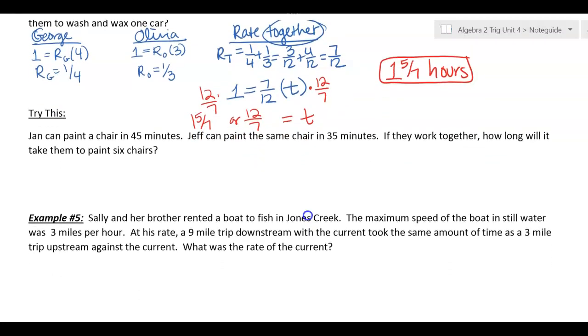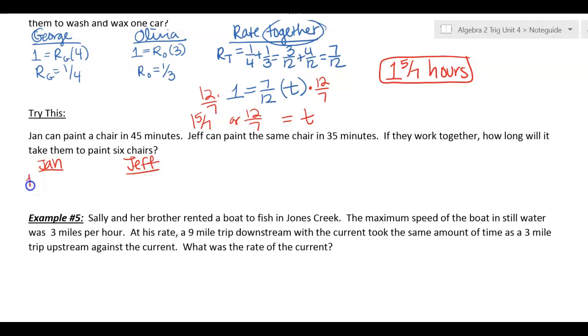All right, so looking at the try this, a very similar situation. Jan can paint a chair in 45 minutes. Jeff can paint a chair in 35 minutes. If they work together, how long will it take them to paint 6 chairs? So we have Jan and we have Jeff.